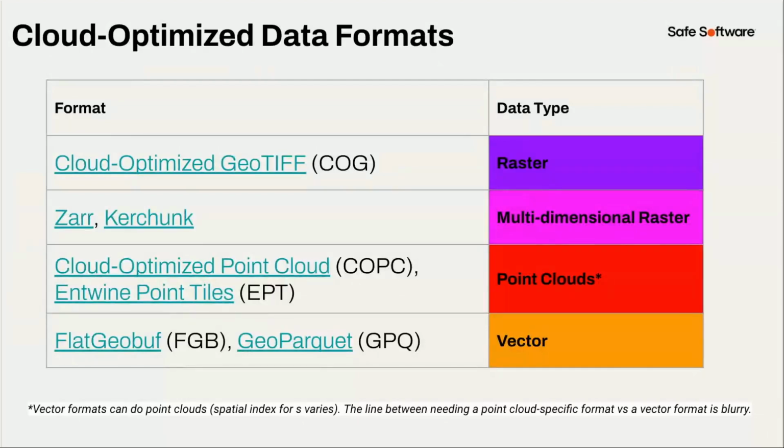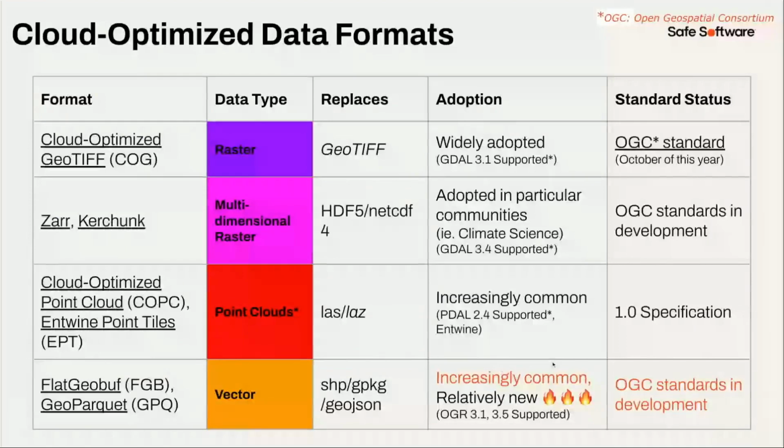Point clouds, so LiDAR data, something like COPC, which Chris also showed a little bit of, so Cloud-Optimized Point Cloud. There's also something called Entwine Point Tiles, which is a better fit for cloud point clouds. And then for vector data, so traditional shapefiles and whatnot, FlatGeobuf and GeoParquet are what we recommend currently. And each of these data formats actually has been around for some time, at least somewhere in the last decade, if not earlier.